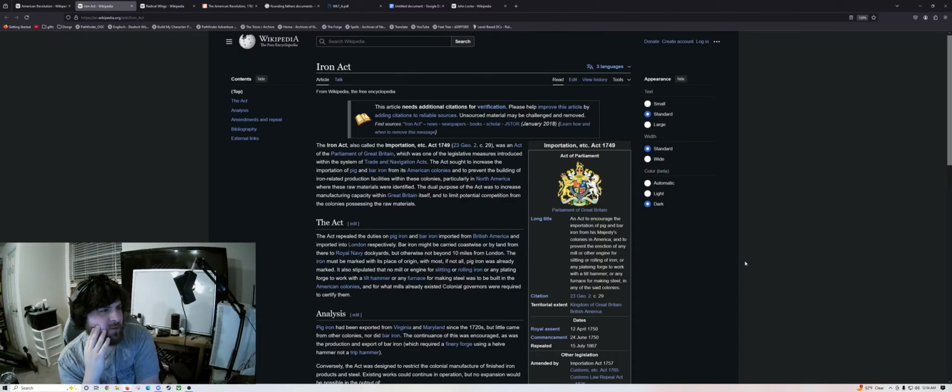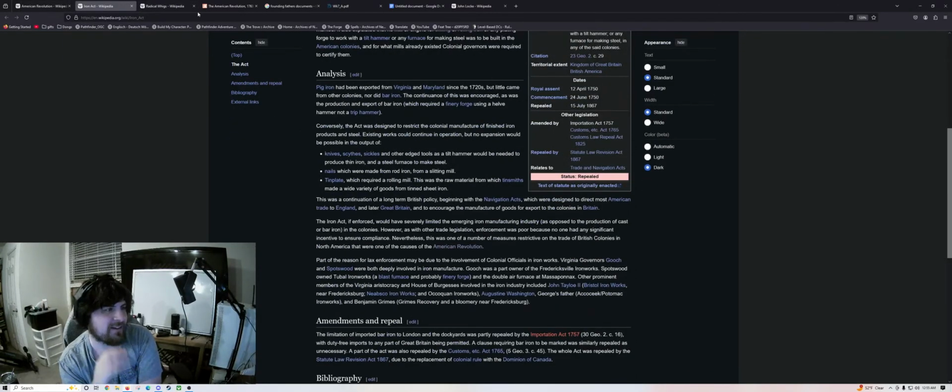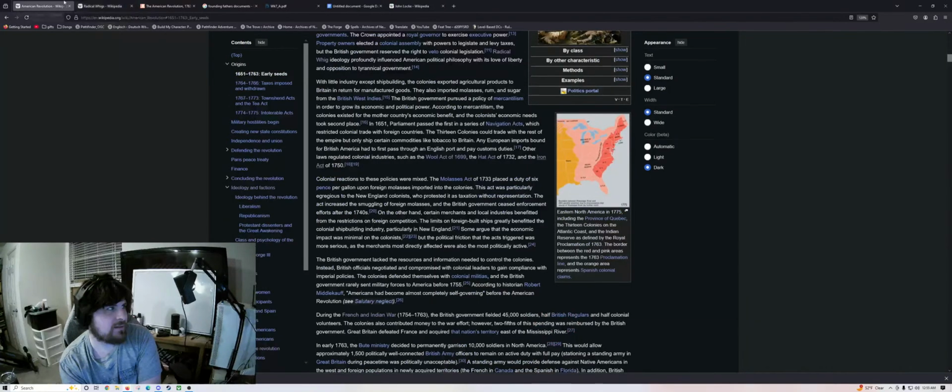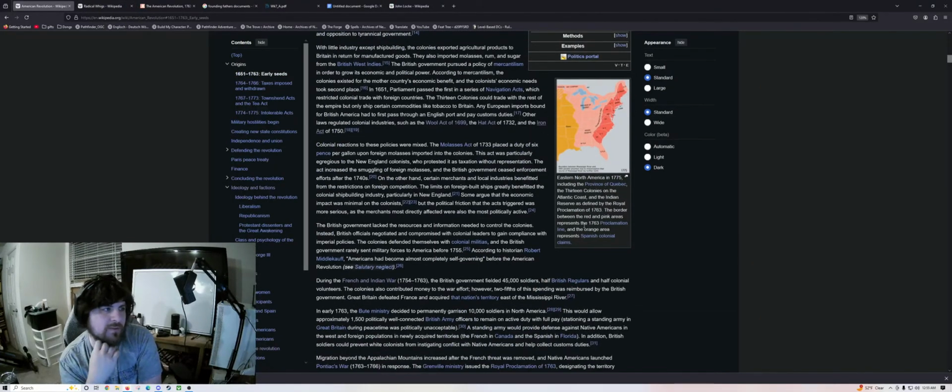Pig and barn. See, it's like, hey, give us more raw iron. It's just so gross.